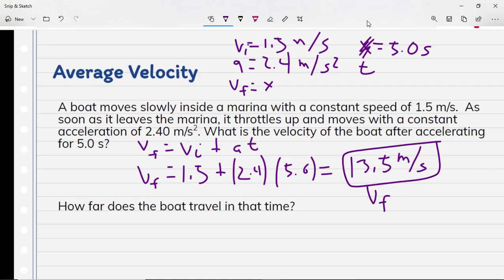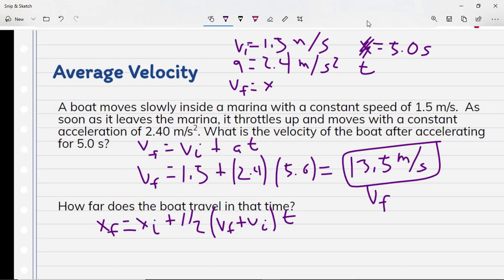Now it wants to know how far the boat has traveled in that time. Well, we have changing velocities. So as a result, we're going to just use the previous equation that we looked at, but the only difference here is that we are going to plug in average velocity for that. So remember that our previous formula, xf equals xi plus 1/2 times vf plus vi times t. And we have all the variables that we need.